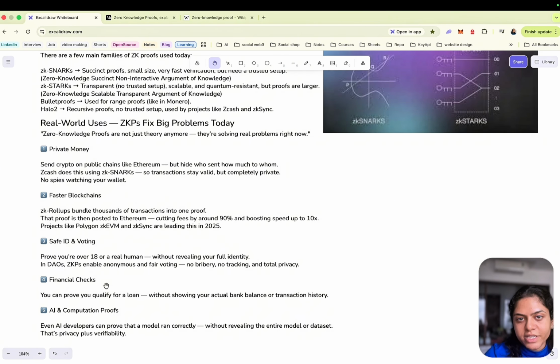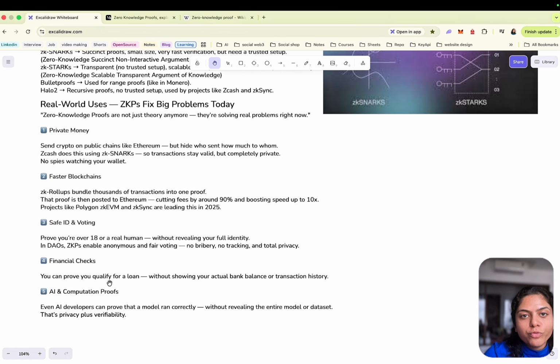Then financial checks. You can prove you qualify for the loan without showing the actual bank balance or transaction history.